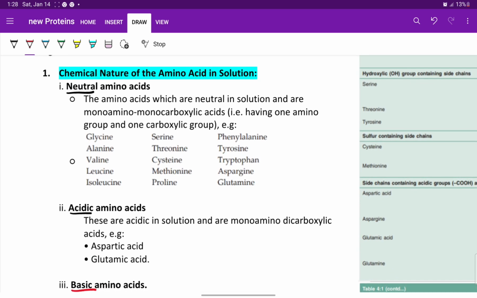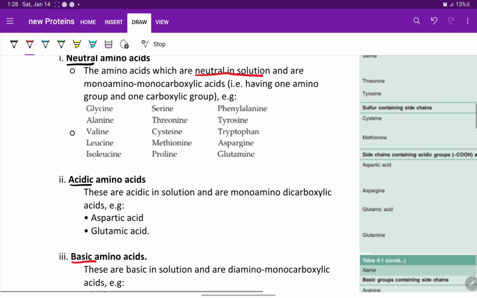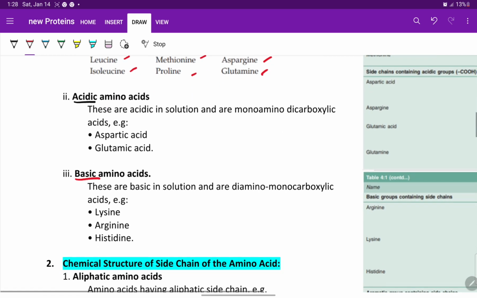So what are neutral amino acids? Amino acids which are neutral in solution are called neutral amino acids. Examples here: glycine, alanine, valine, leucine, isoleucine, serine, threonine, cysteine, and many more. These are your neutral amino acids.